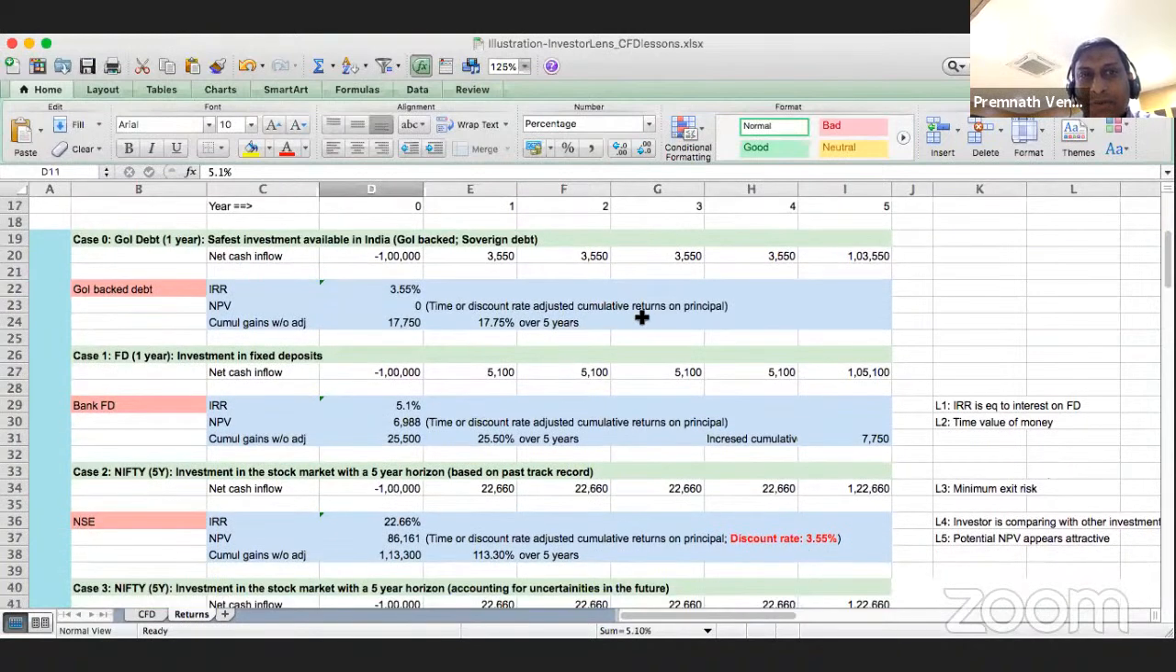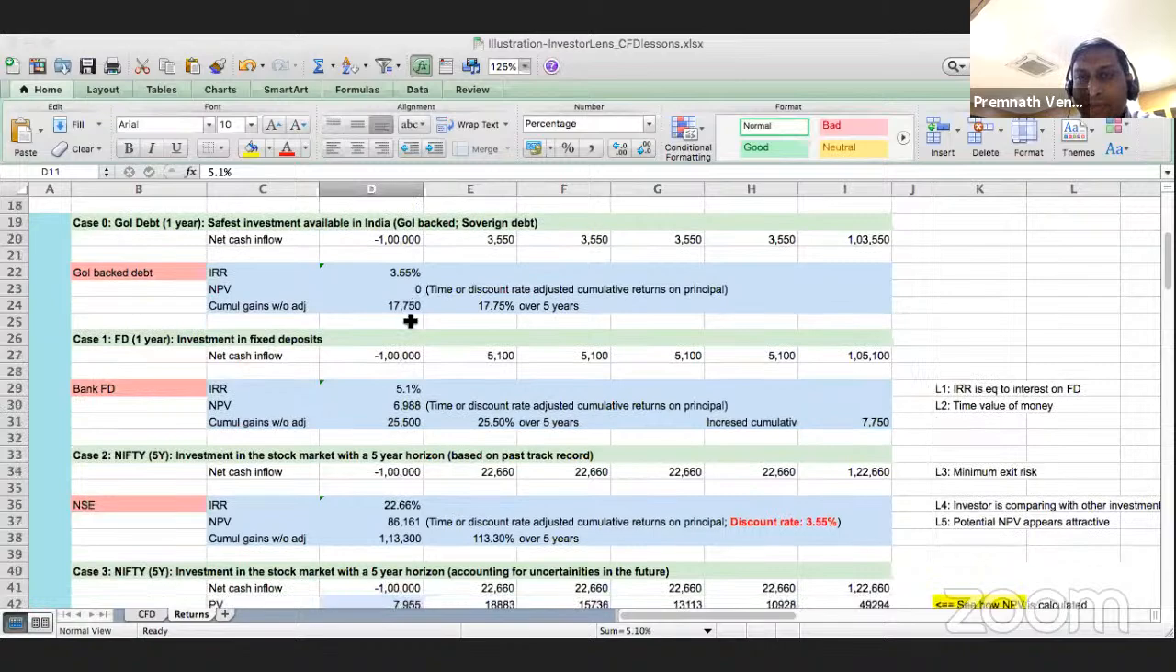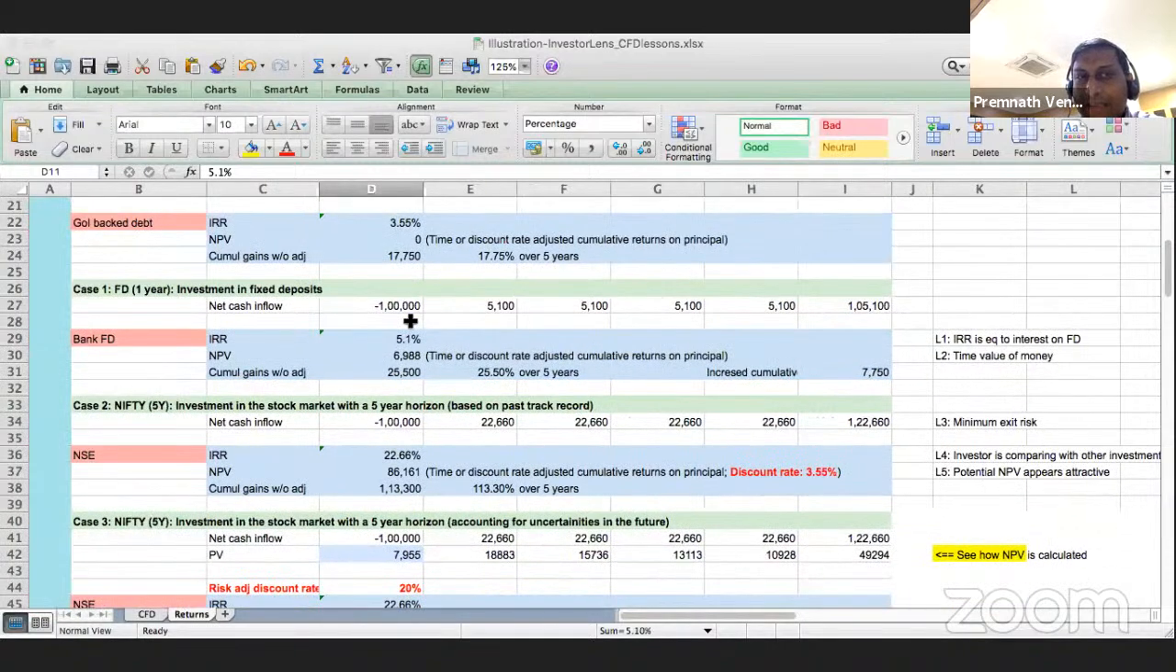Okay, so you can see here that in the FD's case, the numbers went up, and therefore you can see that the net present value is now positive, above 0, because the base number was 3.55. You're doing better than that. The cumulative gains is higher than whatever you got before, because your FD is getting you a little more returns on the money that you're investing out here.